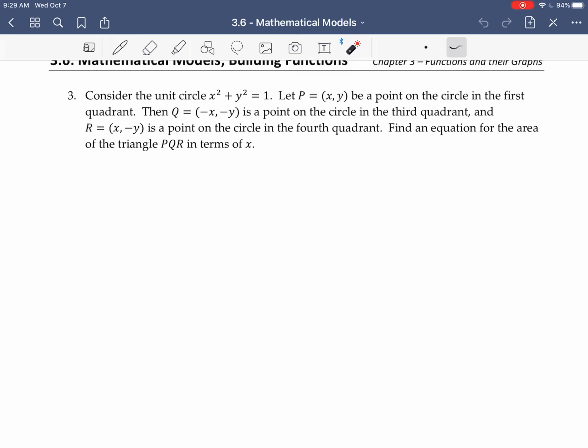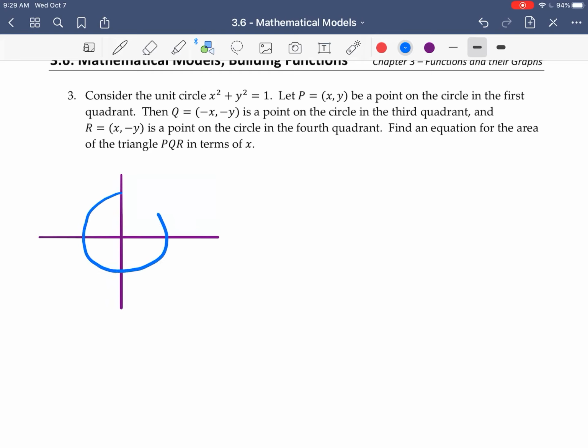So actually, let's just start drawing this right away. Okay, so I have my axes, and then I'm going to have my unit circle. Okay, so centered at the origin. And then we have our points. So P is in the first quadrant. Okay, so P is going to be here, and it has coordinates x, y.